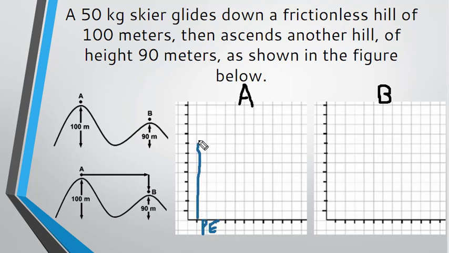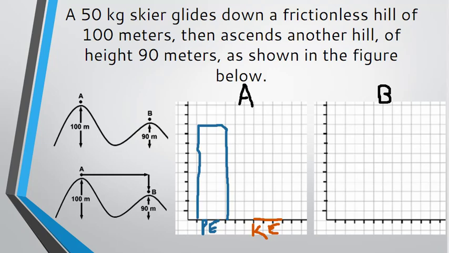So at that 100-meter hill, the skier is very high up, so we're going to say that he has about 10 blocks of potential energy. Now, at this 100-meter hill our skier is not moving. Remember that kinetic energy is the energy of movement. So at the top of this first hill, our skier has 0 joules of kinetic energy.